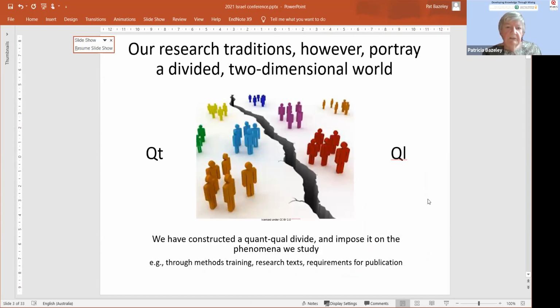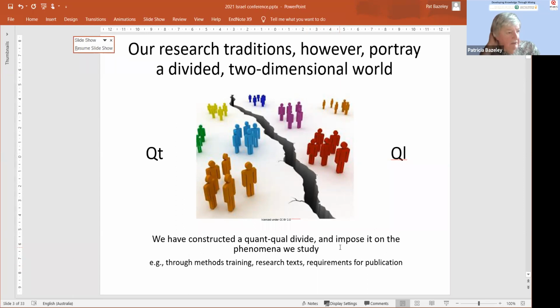The problem then is that our research traditions portray a divided two-dimensional world rather than a multi-dimensional one. Our research traditions have divided things into things that can be counted and things that can be described in text, basically, quantitative approaches and qualitative approaches. We've constructed a divide and we impose it on the phenomena we study. We impose it through our methods training and our research texts and our requirements for publication.